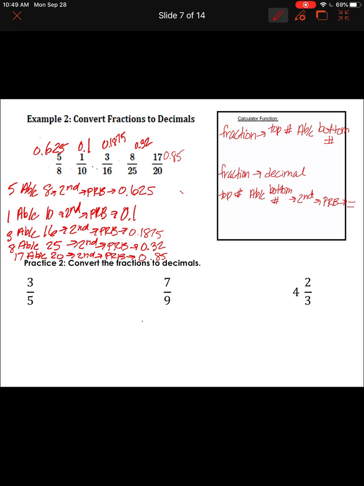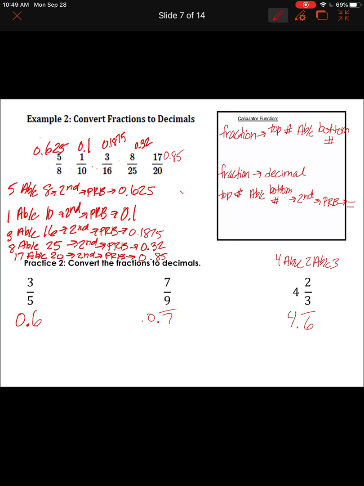Okay, so go ahead and do the bottom. 3/5, 7/9, 4 2/3. So for this one, you need your whole number separating your fraction. All right, so your answer should be 0.6 for 3/5, 0.7 repeating, and then 4.6 repeating.